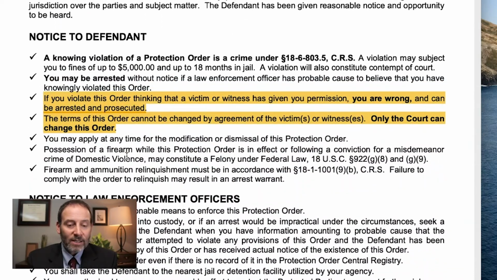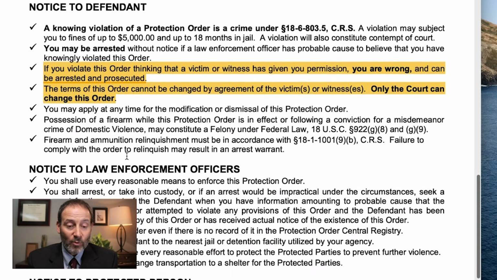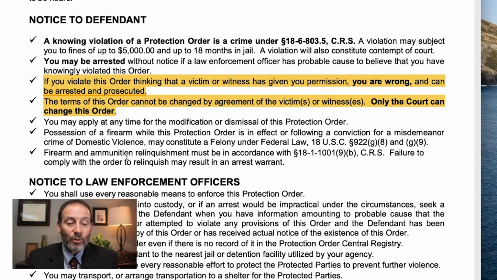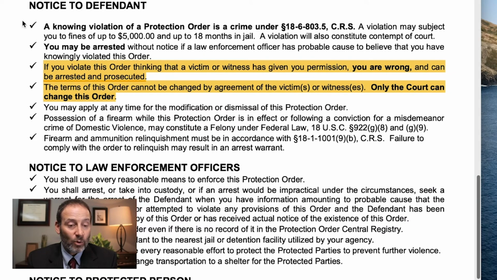If you violate, and this is in the middle of the back of the protection order, in not too obvious text, which is why I highlighted it for the purpose of this video: if you violate this order thinking that a victim or witness has given you permission, you are wrong and can be arrested and prosecuted. The terms of this order cannot be changed by the agreement by the victim or witnesses. Only the court can change this protection order.